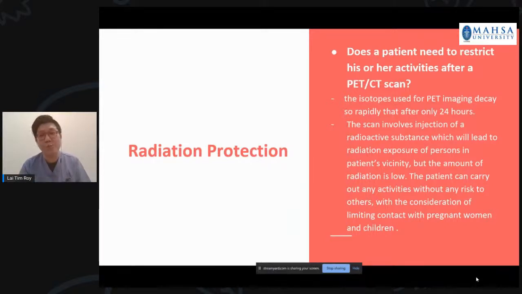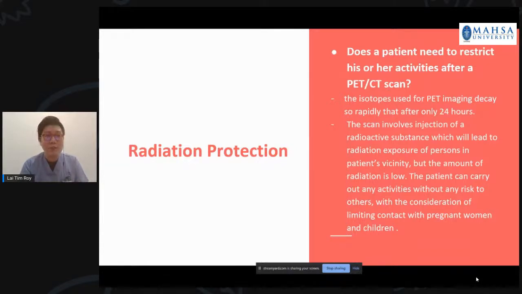You see, because of the half-life, because of the decay that is happening, when patients have completed the PET CT, yes, there is still radiation dose in the patient's body, but it will keep decaying and reducing because of the half-life. Therefore, patients can still continue to do whatever they want, but because the radiation in them is low, they just have to consider limiting contact with pregnant women and children.